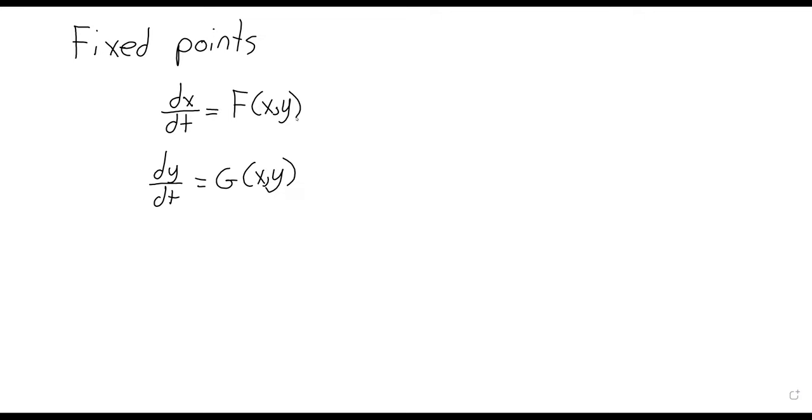No reason you should remember this after all these months, but these systems are called autonomous. What makes them autonomous is that the variable t is not explicitly showing up on the right-hand side. Things are changing with time, but time is not showing up explicitly in these equations. And that makes sense for a lot of real world situations.